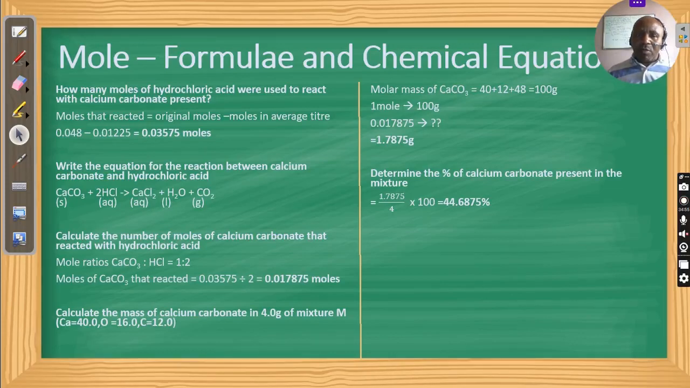Then our final question is, determine the percentage of calcium carbonate present in the mixture. So you take what you have gotten there, 1.7875 grams, you divide by 4. Remember we had taken 4 grams. Then multiply by 100 and you get 44.6875% as the answer.